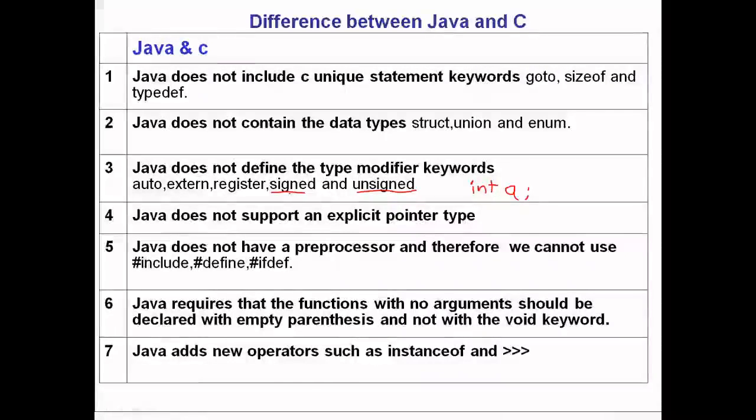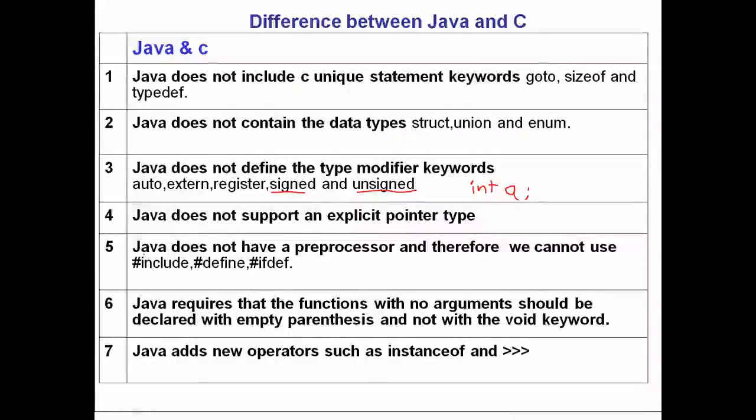The next difference is Java does not support an explicit pointer type. As you have declared pointers in C programming language, you cannot use pointers in Java programming language. Explicit pointers cannot be used and cannot be declared in Java programming language. Java does use pointers internally, but explicitly a programmer cannot declare a pointer in Java programming language.